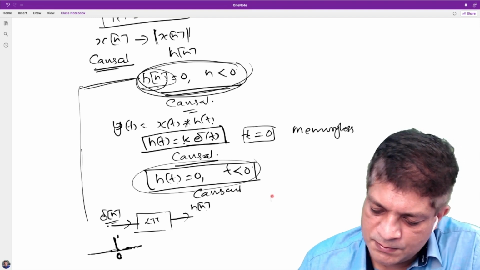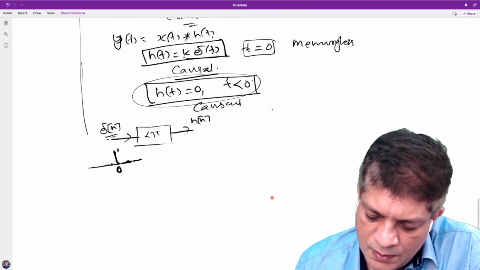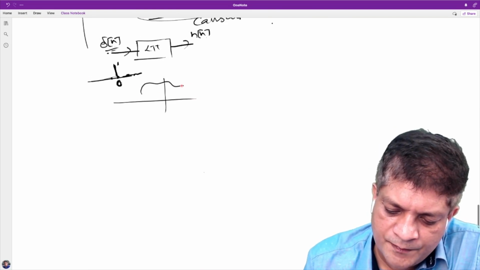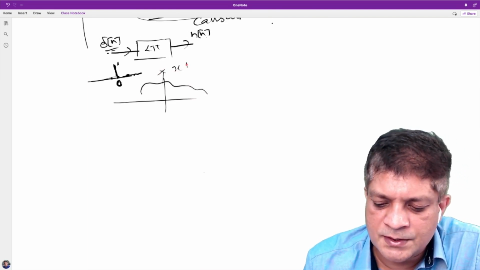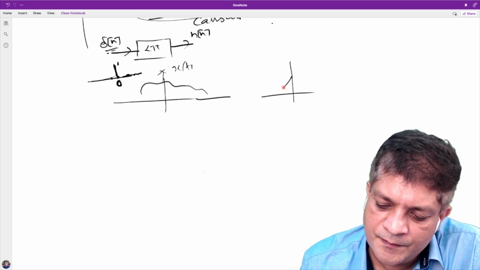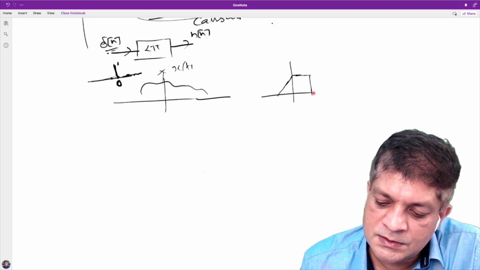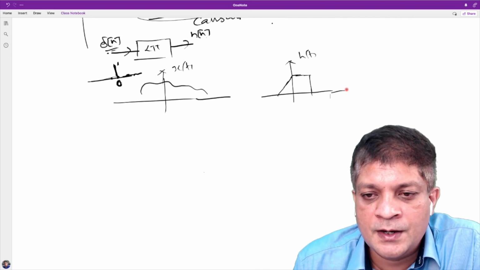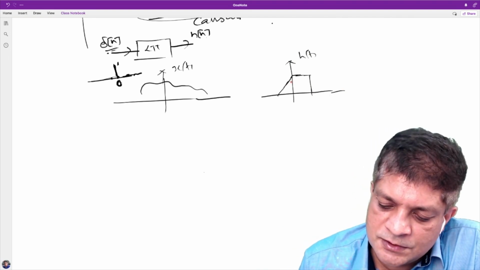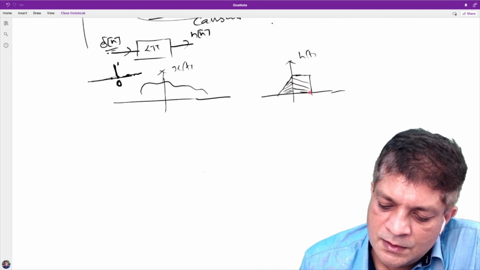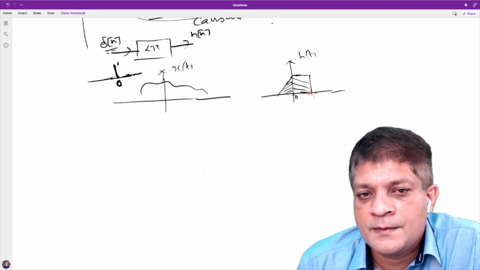Let me explain that. If you consider a signal, let's say this is the signal x(t), and let's say this is the impulse response of the system. Consider an LTI system. This is the impulse response. I am marking these values like this because these are the values less than 0 and this is greater than 0.